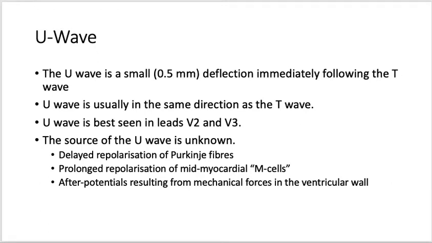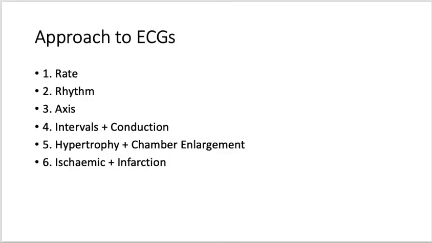When the consultant then goes on to ask you, well, what causes the U wave, you can show them your superior intellect by letting them know that, in fact, the cause of the U wave is unknown. We do have some potential theories, as stated right there, with the delayed, prolonged repolarization of M cells, or afterpotentials resulting from mechanical forces in the ventricular wall. I think it's just important to make note that these exist and to be able to describe them a little bit, but I wouldn't worry too much about the specifics of the U wave.